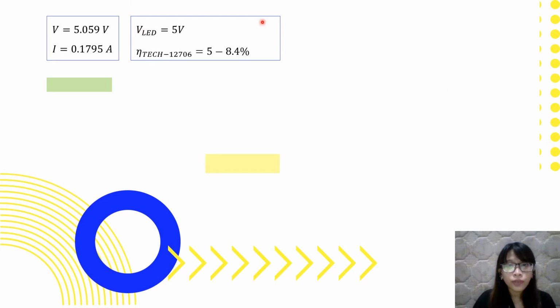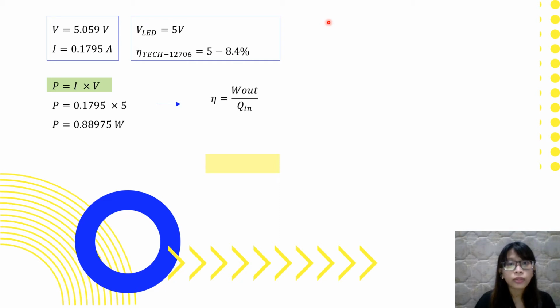Now let's compute the known values. The basic formula is P equal to I times V, and then substituting all the values, we get P equal to 0.88975 watt. After that, we need to know the Qin using the formula of efficiency equal to V out over Qin, and it is known that the efficiency of the thermoelectric is 5 to 8.4%.